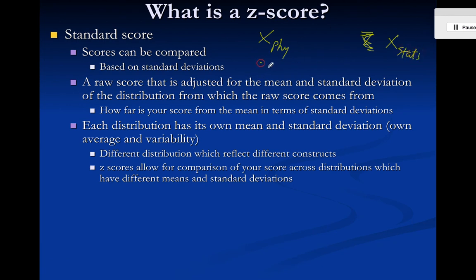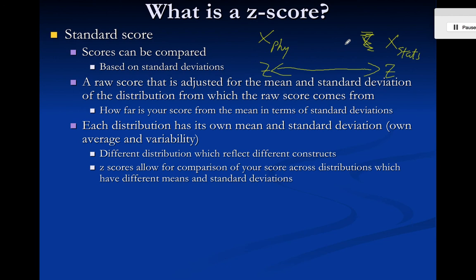But now I'm going to convert this score for physics into a z-score and this score for stats into a z-score, and now I'm going to be able to compare the two. What's this comparison going to tell me? It's going to tell me where I'm doing better in. Am I above the mean? Am I below the mean?